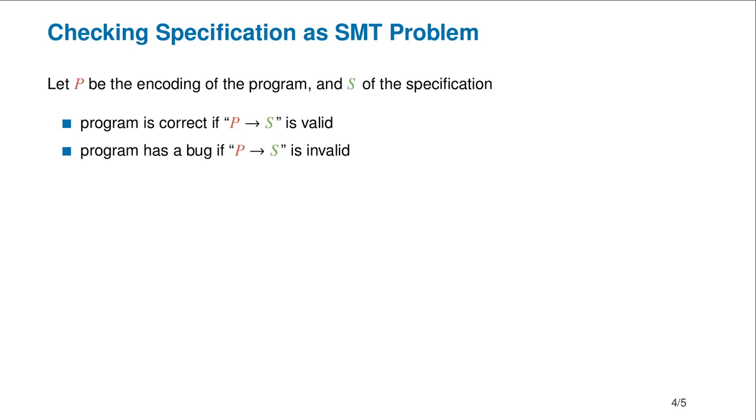So SMT solvers can also check satisfiability. So we need to use the trick with the negation. A program has a bug if P implies S is invalid. So if it has a counterexample, therefore the program has a bug if the negation of this implication is satisfiable, because the model of the negation is a counter model to the original formula.